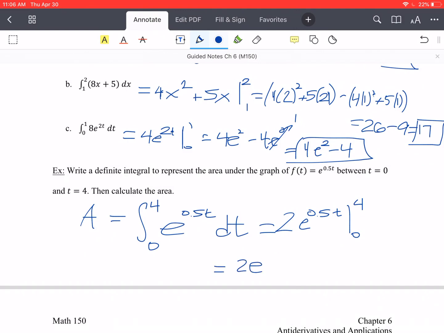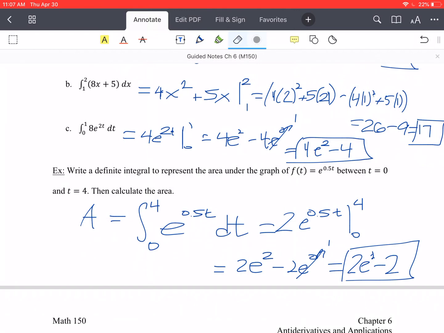So we get 2e to the, so 0.5 times 4 is 2, minus 2e to the 0. Again, that e to the 0 is 1. So this is just 2e squared minus 2. Okay, and that is the value that we get. And as always, leave it exact. We don't want to try to approximate this. I'm having trouble writing my 2's here. There we go.